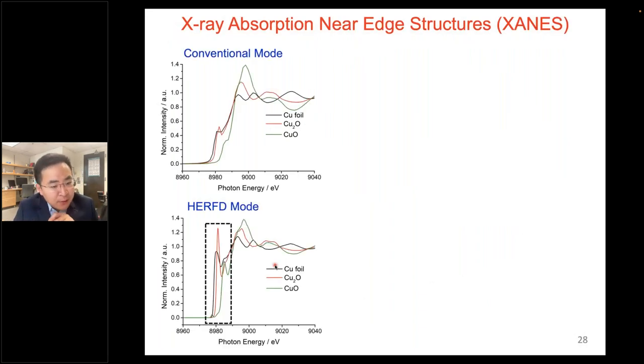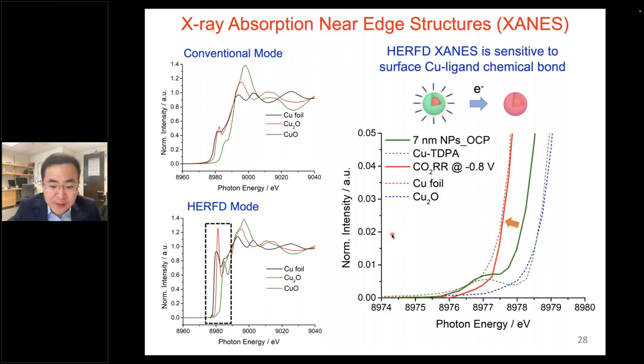So what's the benefit of having this special HERFD mode? You can see that going from conventional fluorescence mode to the HERFD mode, we can better resolve the pre-edge. This doesn't sound like a very exciting improvement, but let's continue to zoom into this baseline, and we see very subtle features. This is less than 1% of the normalized intensity.